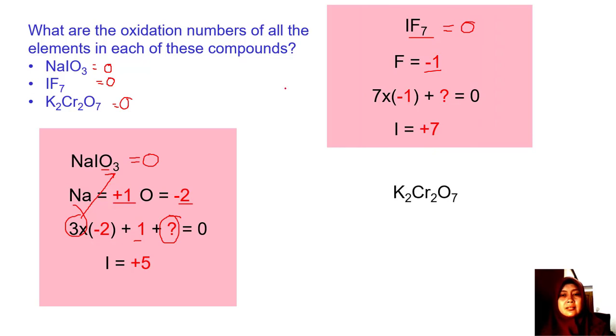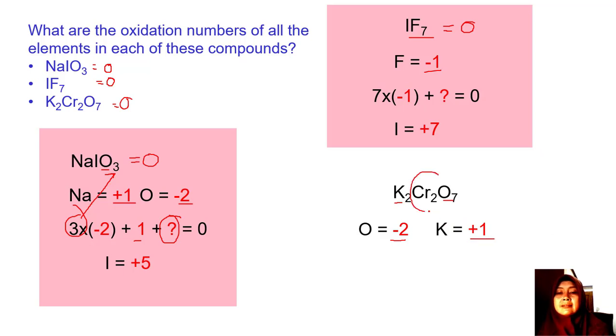Now let's see the third one. This is potassium dichromate. Oxygen usually has -2, and then potassium, we already know that potassium is in group 1, so it will have the oxidation number +1.